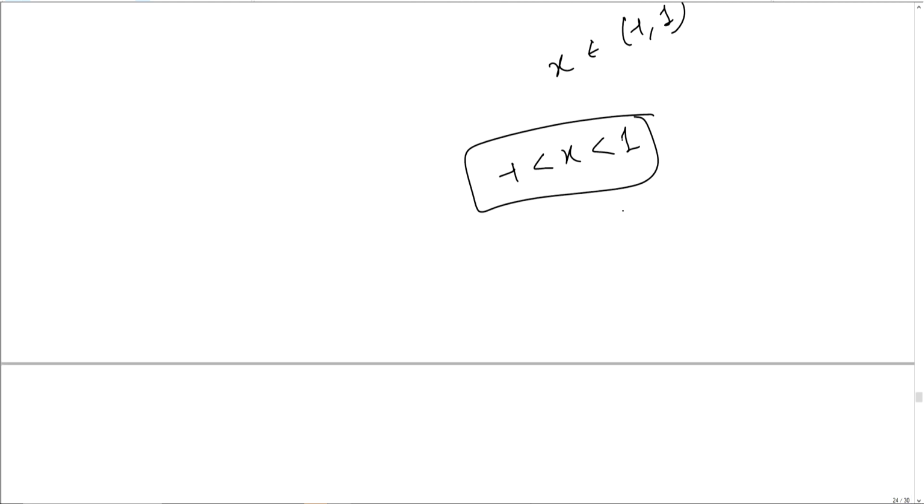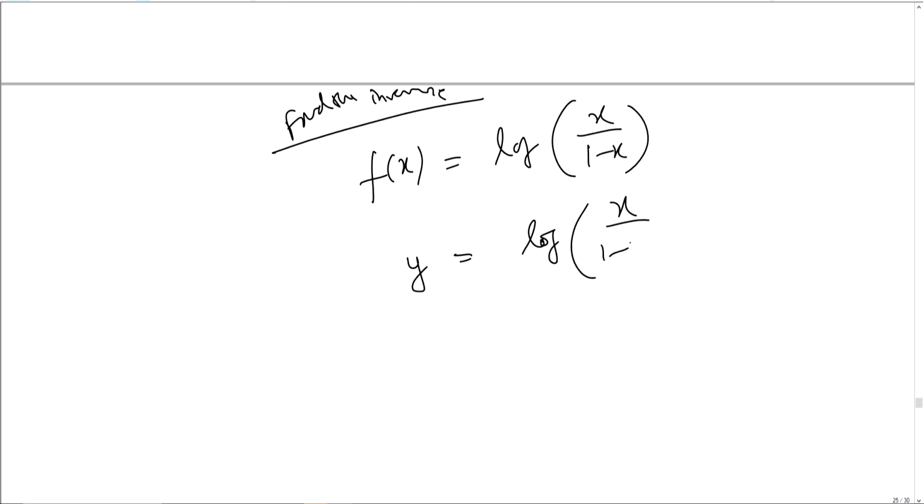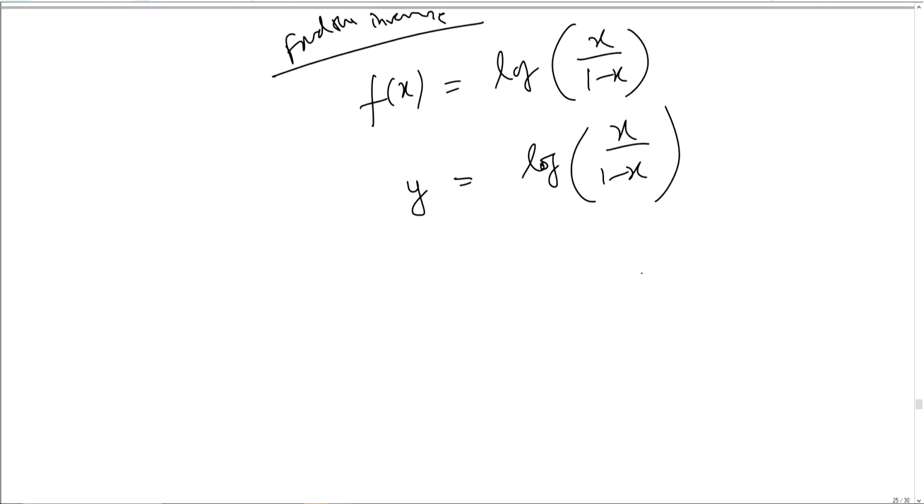Now, we can draw the graph of this function. Let us go back to our logit function, which was log of x divided by 1 minus x. Can you find the inverse of this function? You need to find the inverse of this function. How do we find the inverse? First, let us replace f of x by y. So, this becomes y equals log of x divided by 1 minus x. Let us try to solve this for x. Can we solve this function for x? Let us give it a try.